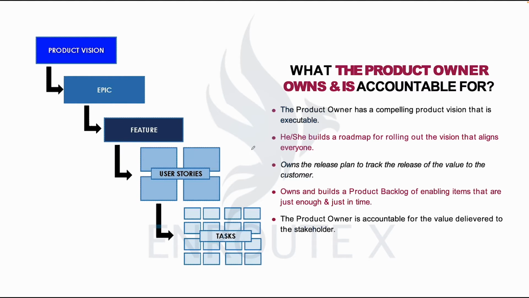So the product owner has a compelling product vision that is executable. He or she builds a roadmap for rolling out the vision that aligns everyone. He or she owns the release plan to track the release of the value to the customer. As we go further, we'll begin to have all this in a clearer picture: what the release plan is, how do we release them to the market.